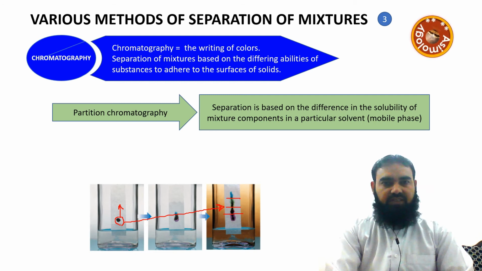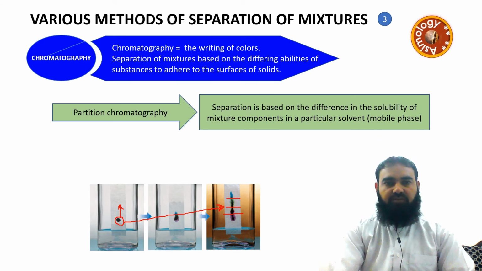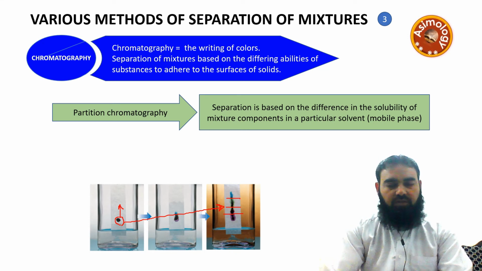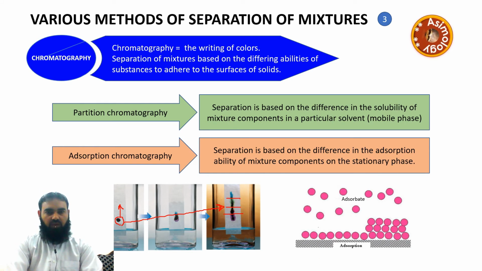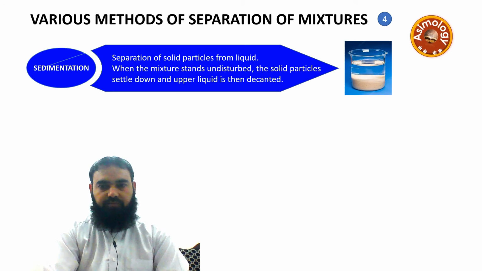So chromatography is also called writing of colors. Chroma means color, graphy means writing. It is the writing of colors. You can differentiate substances of the mixture based on their color. Another method of chromatography is adsorption chromatography. In adsorption chromatography, separation is based on the attraction or adsorption ability of the mixture component and the stationary phase.